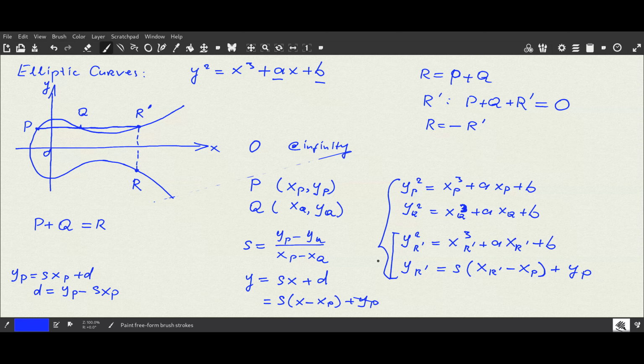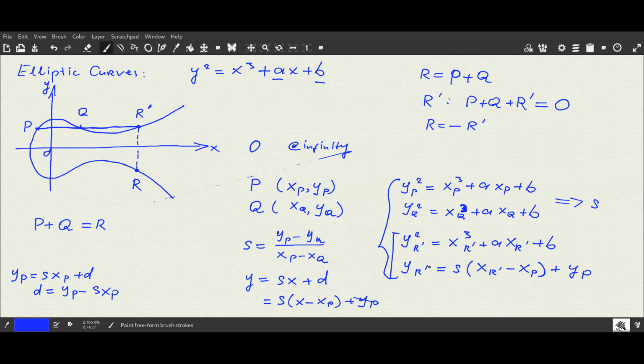So basically, this free term can be written as d, or it can be written in terms of any point which we know lies on the curve. Basically all coordinates xp, xq, yp, yq are known. From them, s is known.